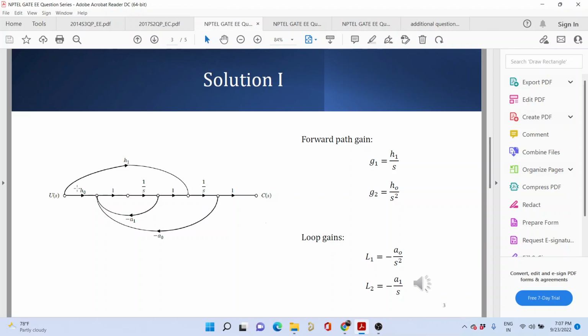What is the second forward path gain? That is the straight line, which is H0 into 1 by S into 1 by S. So it is H0 divided by S square.